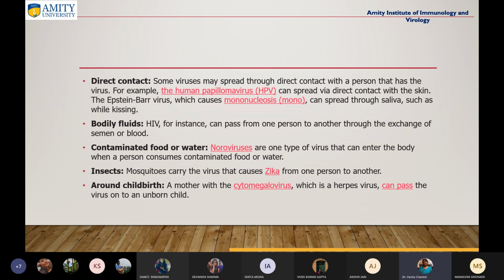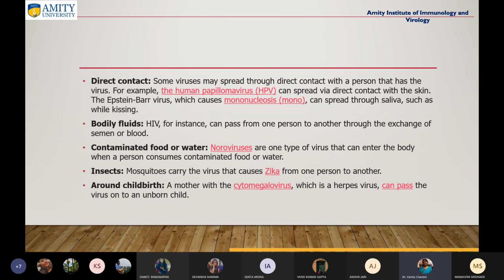Contaminated food or water. For example, noroviruses are one type of virus that can enter the body when a person consumes contaminated food or water and can cause diarrhea and other gastro problems. Insects: mosquitoes carry viruses, for example Zika virus, from one person to another. There are a lot of mosquito or vector-borne diseases in humans, malaria we can say, dengue virus, right? So a lot of diseases are transmitted by vectors.